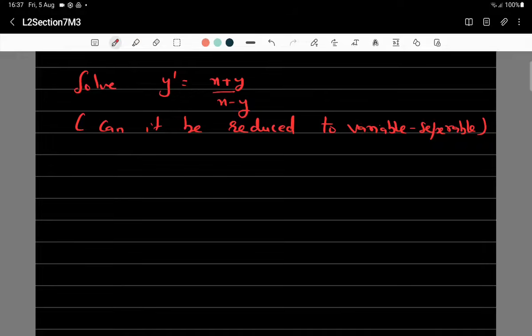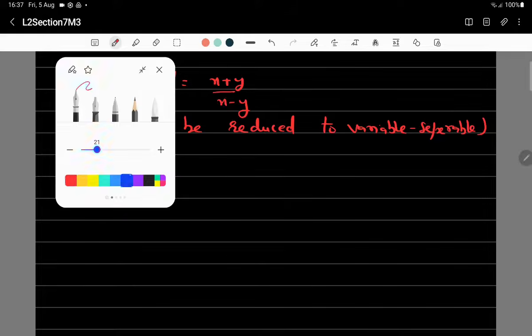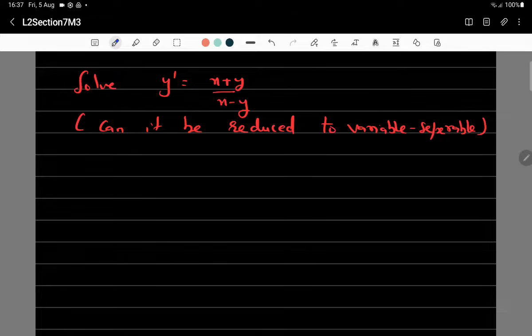Morning everyone. Recall that in the last class we were discussing first order ordinary differential equations and we studied two methods: variable separable equations, and equations which are reducible to variable separable form. So let's see the following problem. y' = (x + y)/(x - y) and we need to solve it. The question comes, is it reducible to variable separable? If yes, then how?